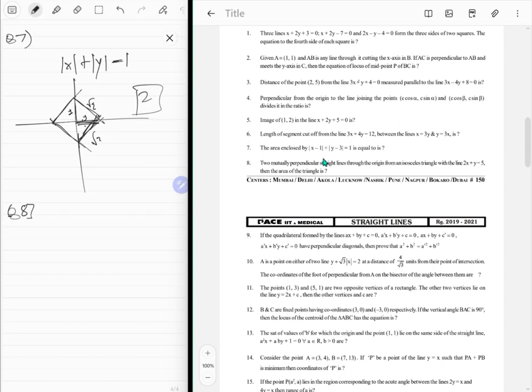Two mutually perpendicular straight lines through the origin form an isosceles triangle with the given line. Once again, find the area of the triangle. So you don't have to worry about the coordinates, right? They only gave us a line and a point and told us that the other two sides are perpendicular to each other. That's all they told us. From that, what can you get such that no information is lost? Just the distance between that point and the line. And that distance is 5 upon square root 5, which is square root 5.